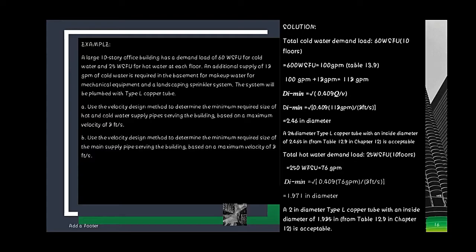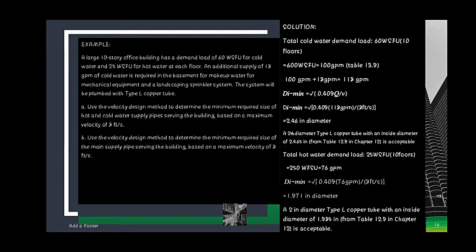And then, using the formula for the minimum diameter, the square root of 0.409 times Q over V. So, isa-substitute lang natin yung mga value. Sa Q yung 118 GPM at sa velocity naman ay yung 8 feet per second. And then, solve natin sa calcu at makukuha natin yung 2.46 inch diameter.